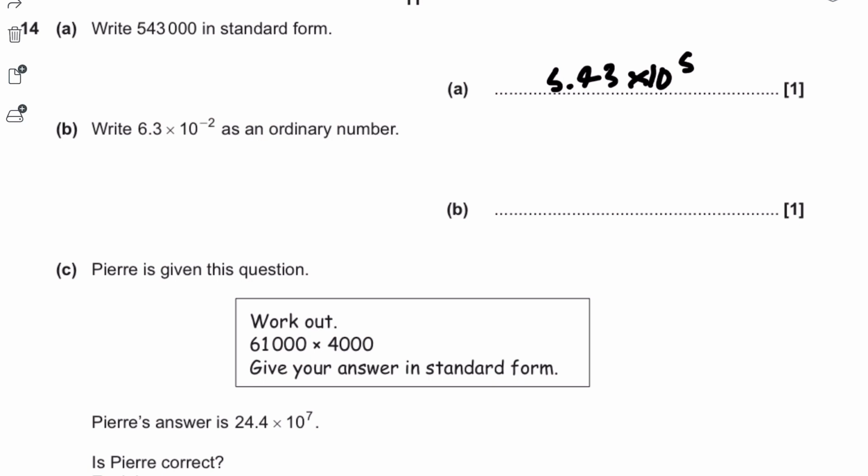Here 10 is to the power of minus 2, so that means there would be 2 zeros preceding the 6 and the 3. So it would be 0.063.